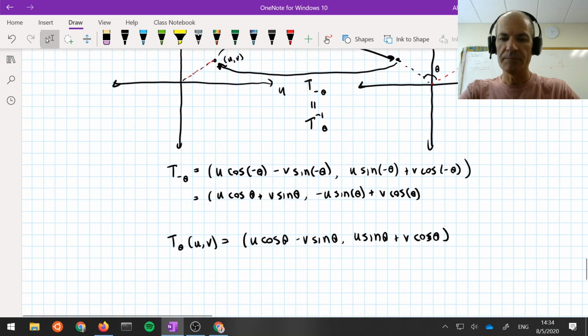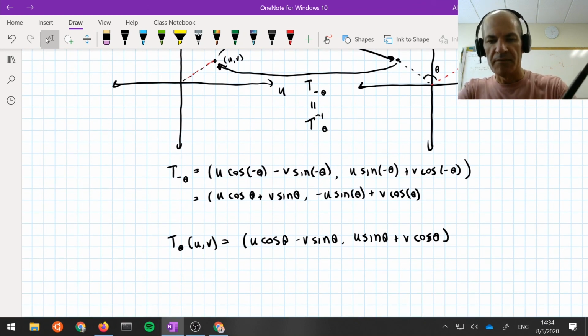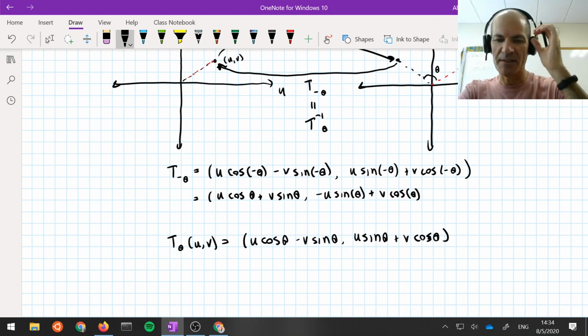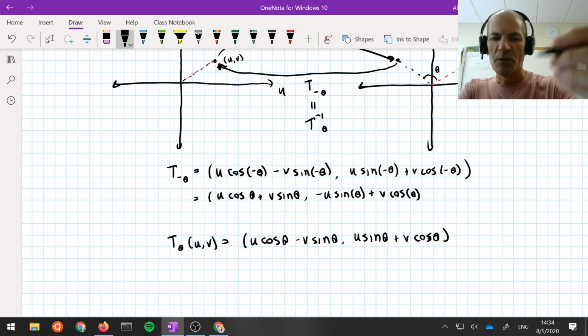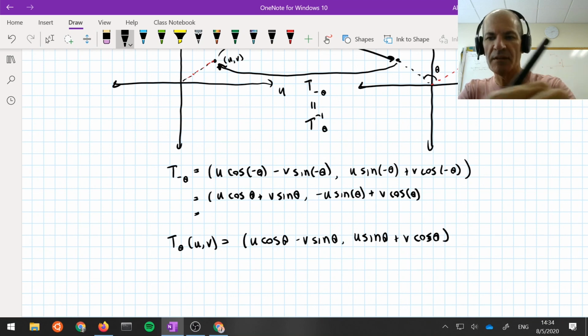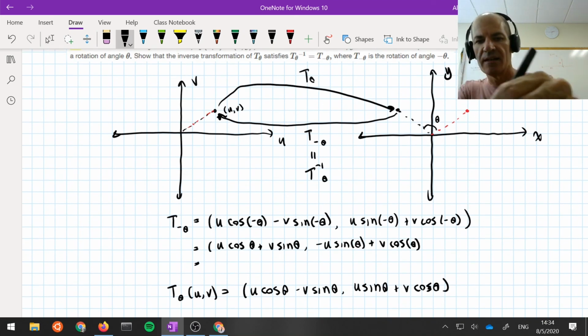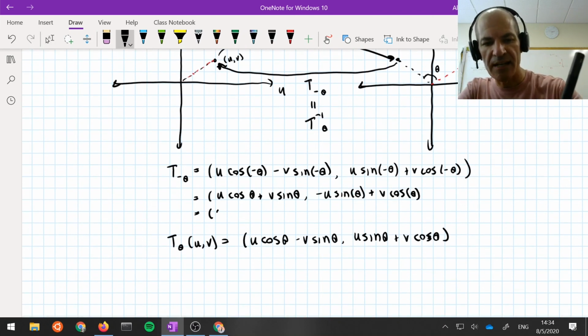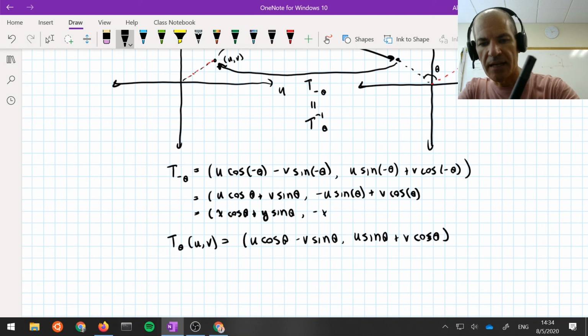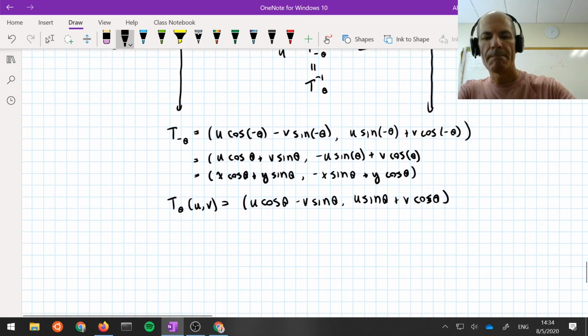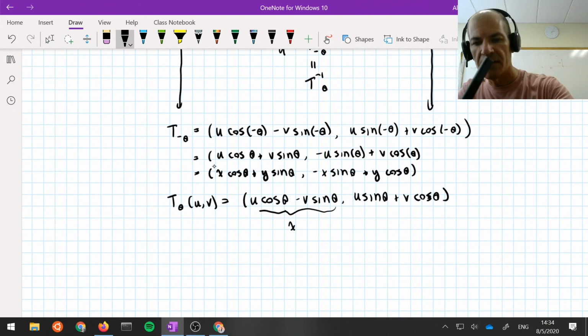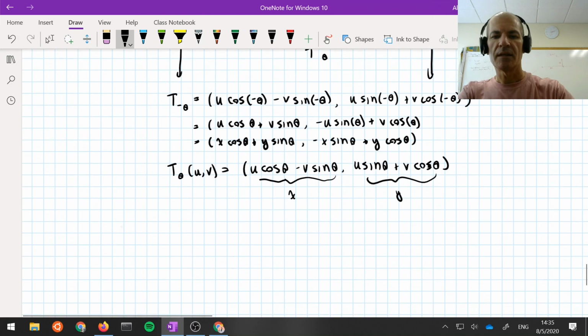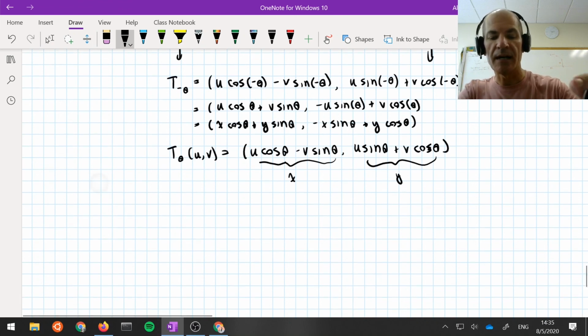Plugging that into T inverse, this is going to be a little bit confusing with the variables here, but technically T inverse of theta should use independent variables x and y, because T inverse takes x and y and produces something over here. So I'm going to rewrite this as x cosine theta plus y sine theta, minus x sine theta plus y cosine theta. This is x, this is y. Let's plug in this expression everywhere we see an x, and plug in this expression everywhere we see a y, and let's see what happens.